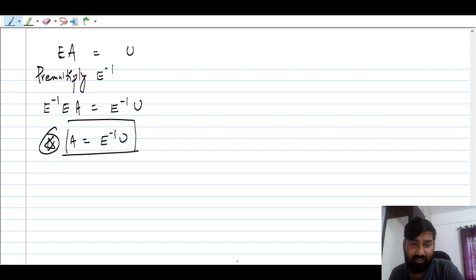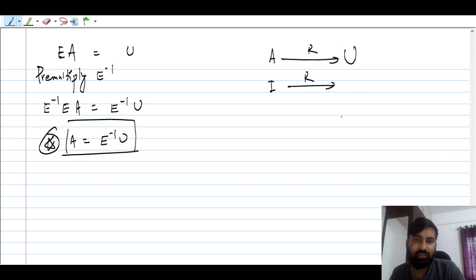तो मेरा कहने का मतलब है कि suppose आप रो ऑपरेशन लगा रहे हो to obtain U, so you have to apply same row operation on I so that you can get E, right? Understood? I think this is clear. Fine.